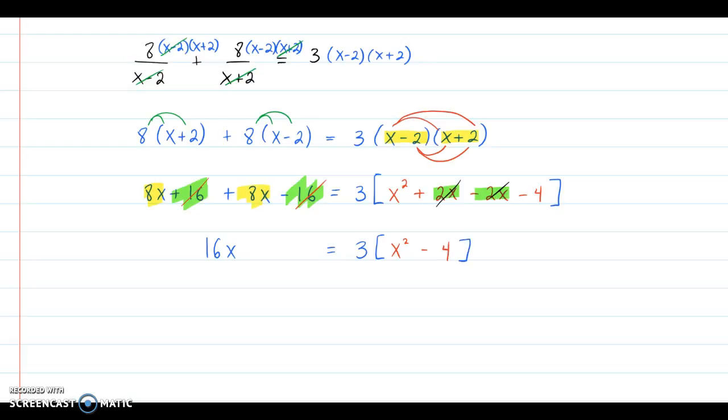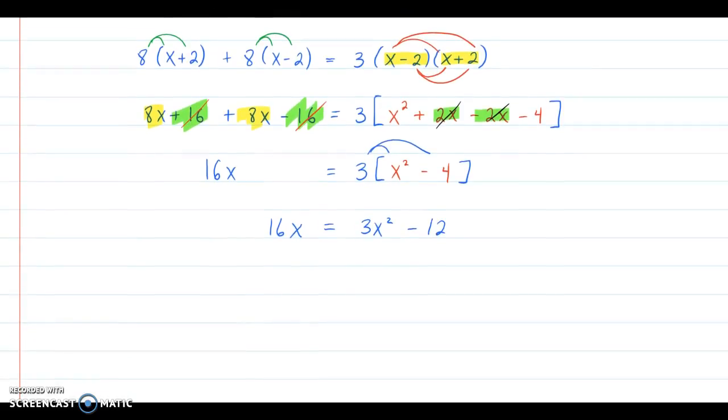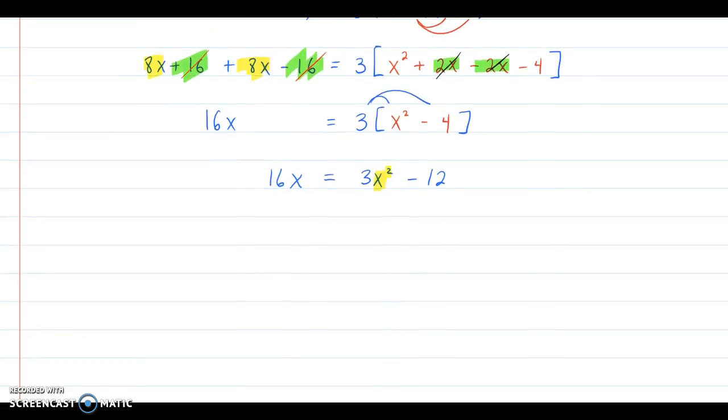And so what we can now do is take care of this 3 and go ahead and distribute. So now we're going to have 16x on this side still, and we're going to have 3x squared minus 12. If you think about the equation that we now have, this is quadratic. Remember, what gives it away is that we have x squared here.